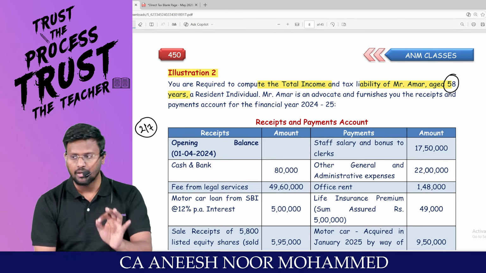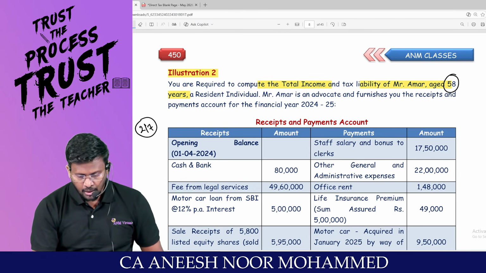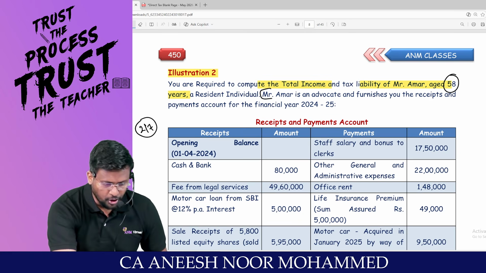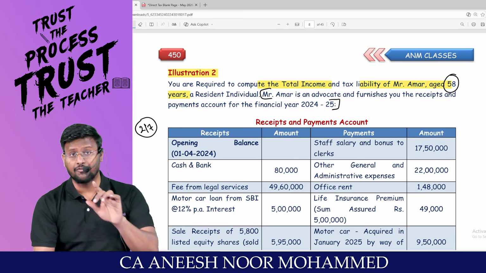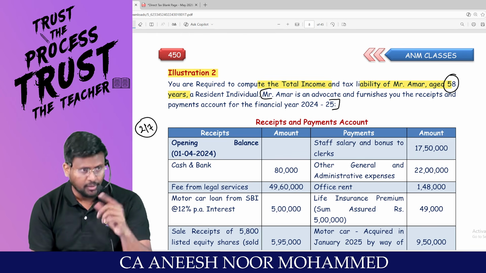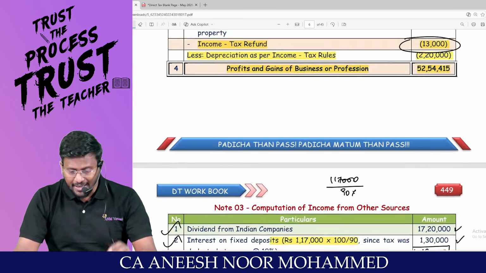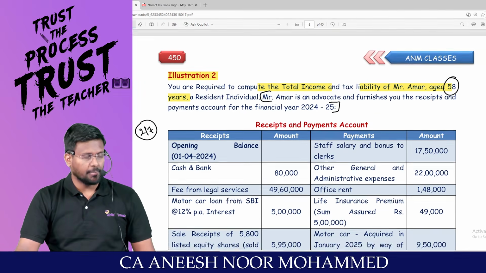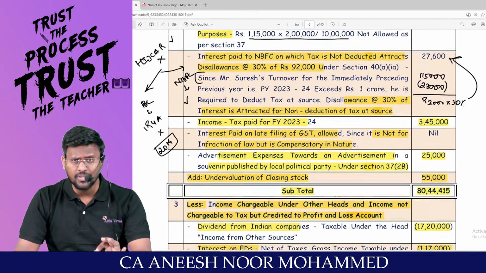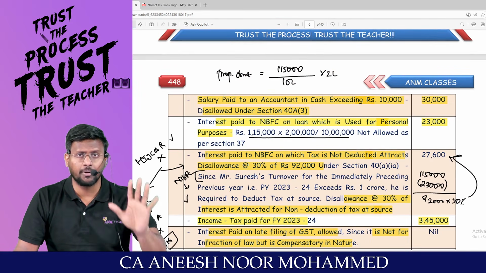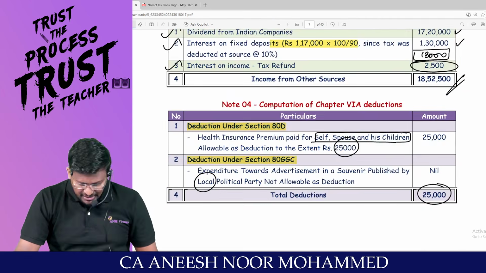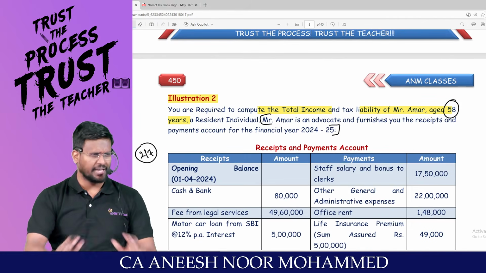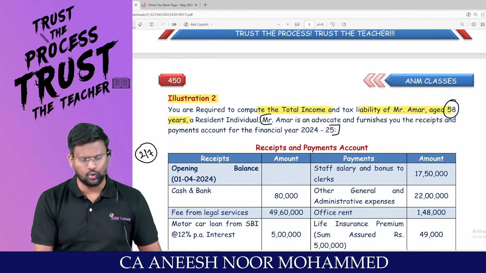A resident individual. Mr. Amar is an advocate and furnishes you the receipts and payments account for the financial year 24-25. This is the difference I am making between question number 1 and question number 2. In the exam, you may get a P&L based question or a receipts and payment based question. If it's a P&L based question, it is like the indirect method of preparation of cash flow statement. If it is a receipts and payments question, it is like the direct method of preparation of cash flow statement. Exactly that's what we are doing in DT also.